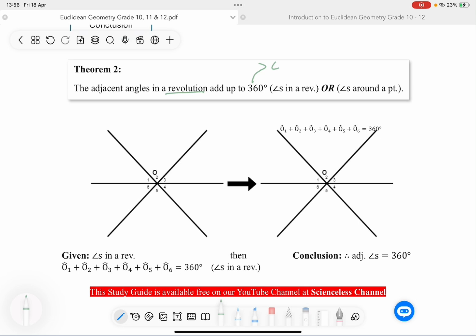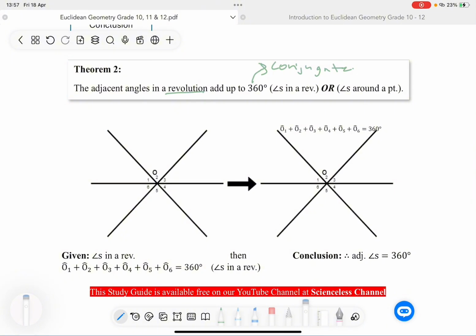Another way of writing this theorem is to say that these angles are conjugate. Adjacent angles in a revolution are conjugate. To say that they are conjugate means that we're having angles that add up to 360 degrees.